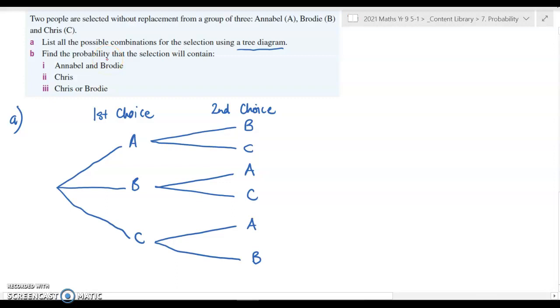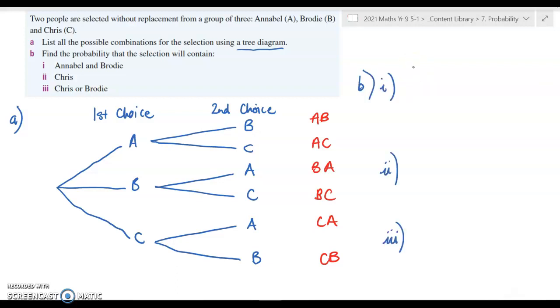Now let's list the outcomes. If I work my way along the branches from left to right, the outcomes will be AB, AC, BA, BC, CA, and CB. That's what we call the sample space. That's a list of all the possible outcomes, all the possible combinations.